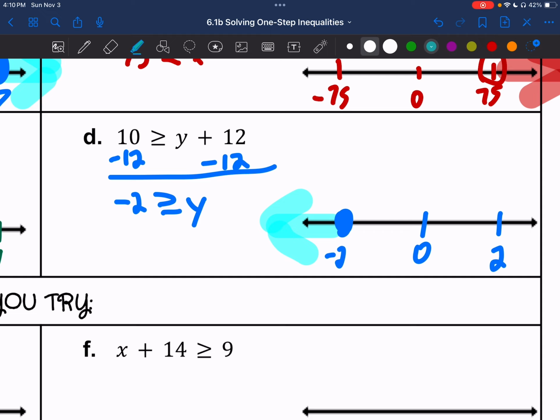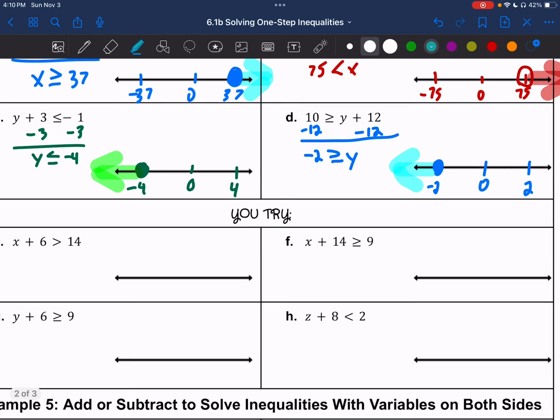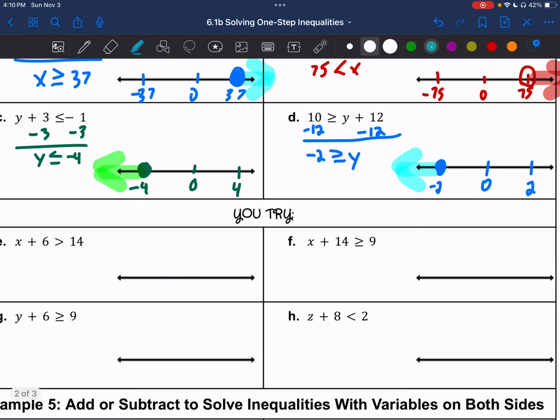All right. So that brings us to our 4 you-try problems for this section. Go ahead, try them on your own, and then check your work against mine.